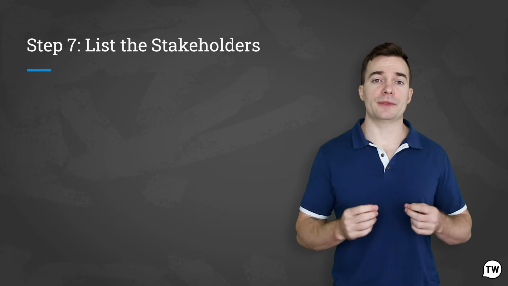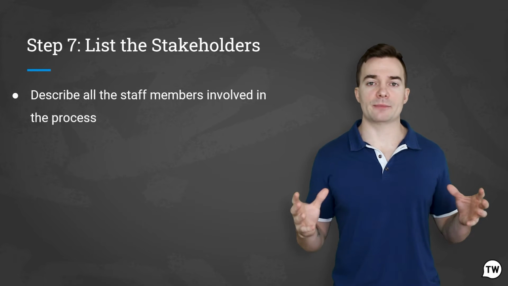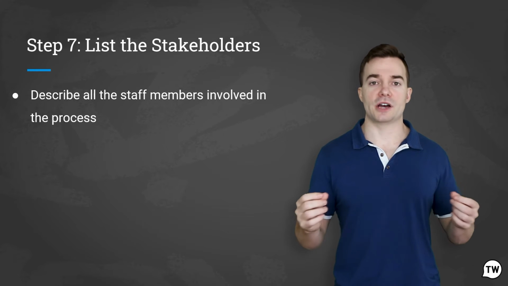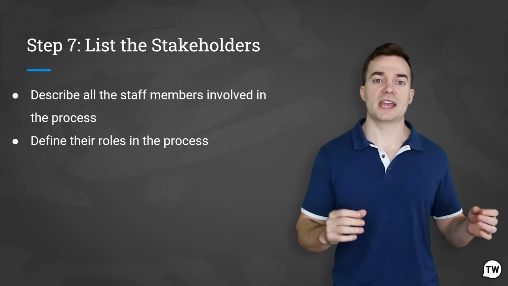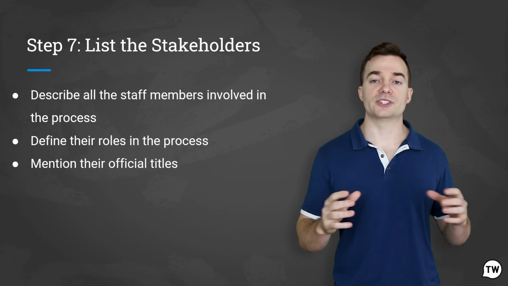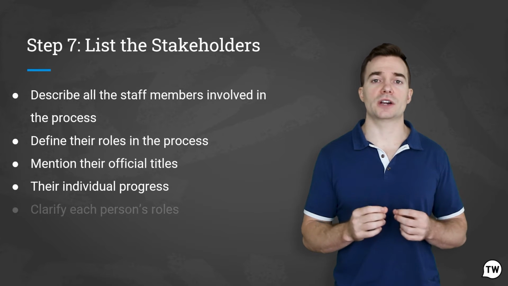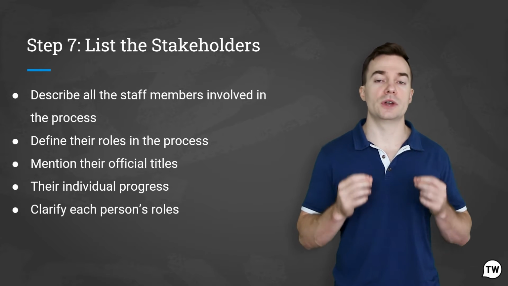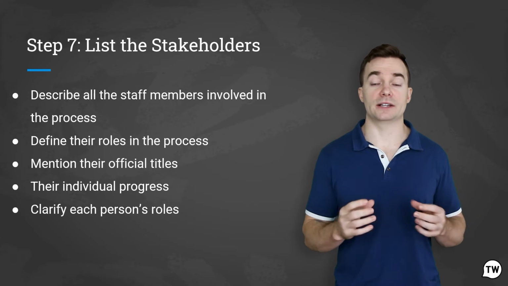The seventh step of the process documentation is to list the stakeholders. Describe all the staff members involved in the process and process documentation. Make sure to define their roles in the process and mention their official titles, as well as their individual progress. While listing the personnel, make sure to clarify each person's roles according to their referential capacity, in case they want to reference a document at a later date.